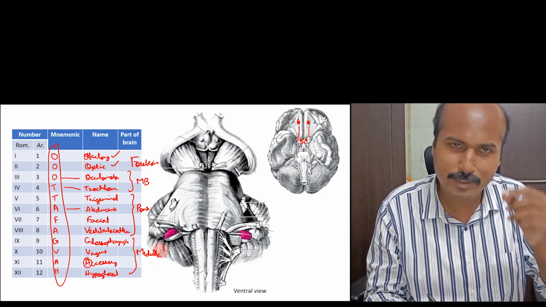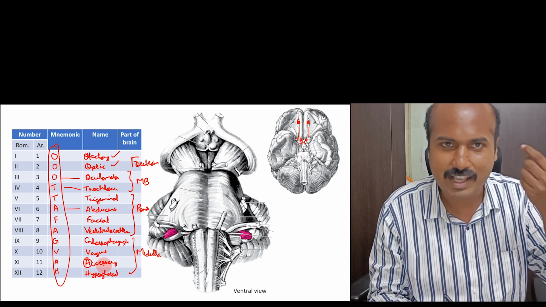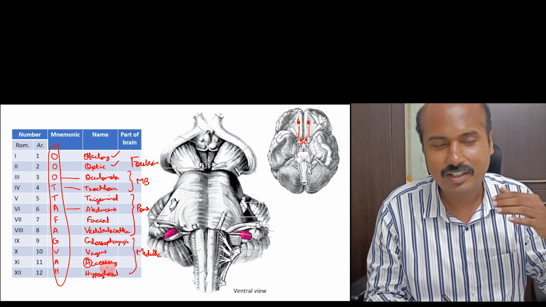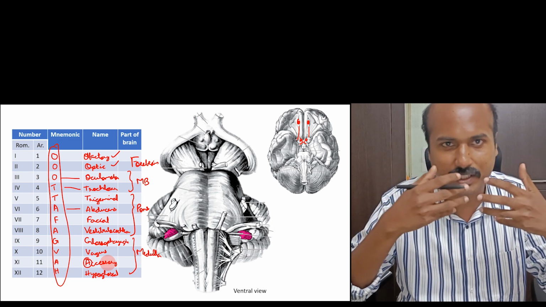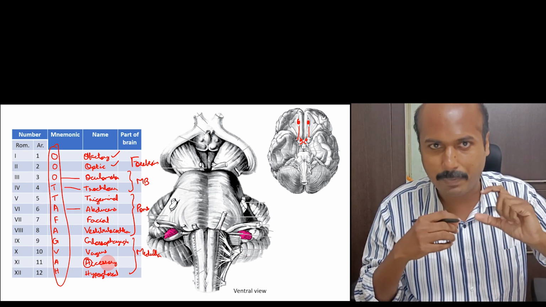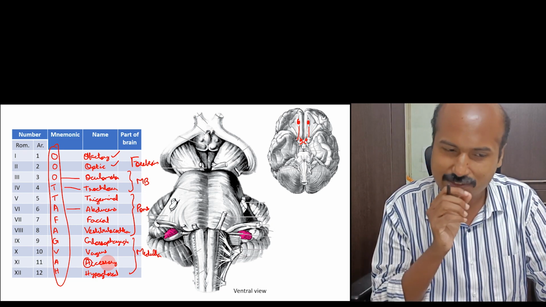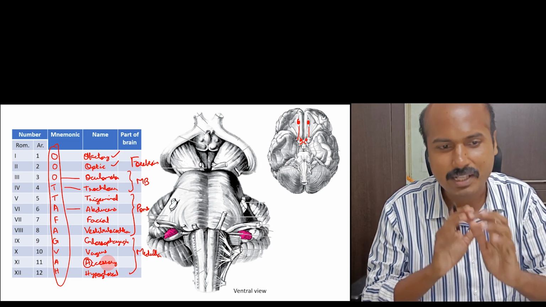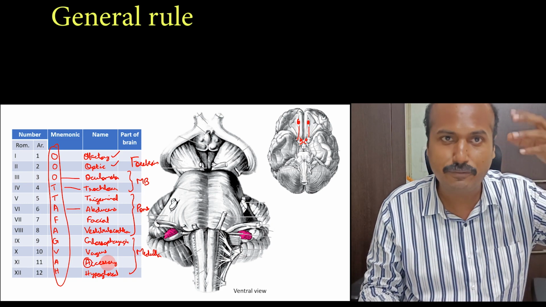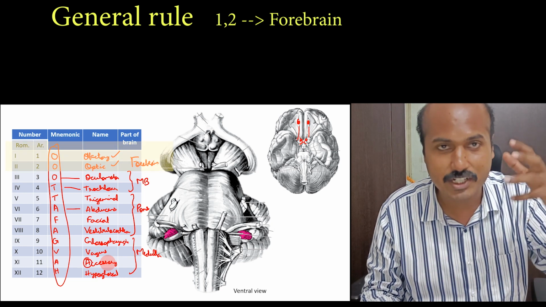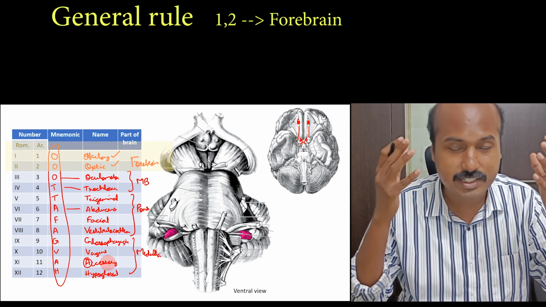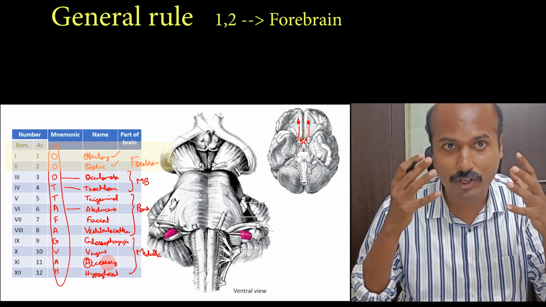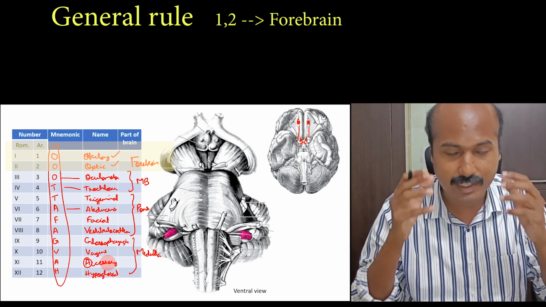Here also there is a little bit of exception. The accessory nerve is actually arising from the spinal cord, so that is truly not coming from the cranium itself. It is coming from the upper cervical spinal cord. So there are a few exceptions here and there. But as a general rule, you can learn that the first 2 nerves, cranial nerves 1 and 2, are not true cranial nerves. They are attaching to the forebrain or the prosencephalon, which has the cerebrum and the diencephalon.